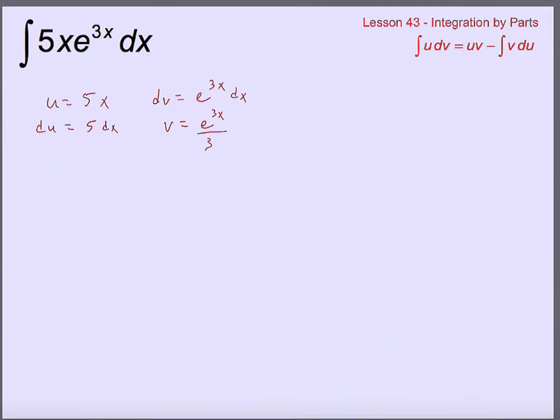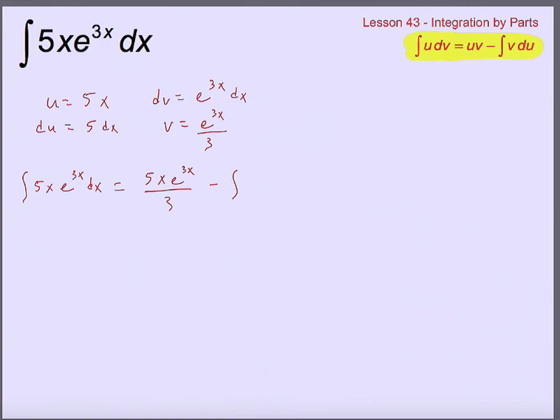And so now we can apply our formula. Remember the formula is up here on the top right. The integral of u dv, so I'm going to write that out here. My u is 5x. My dv is e to the 3x dx, is equal to uv, that's 5x e to the 3x over 3. I just took the u and the v and multiplied them together. Minus the integral of v du.